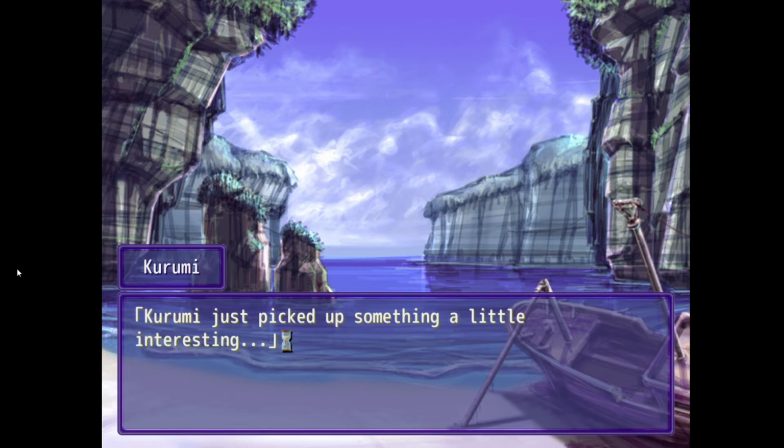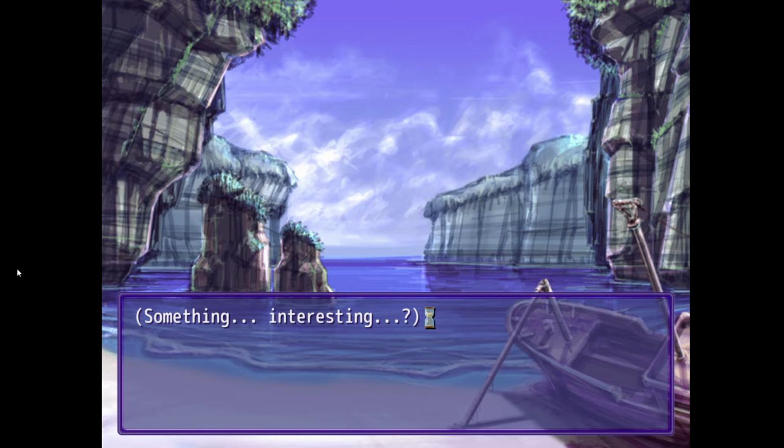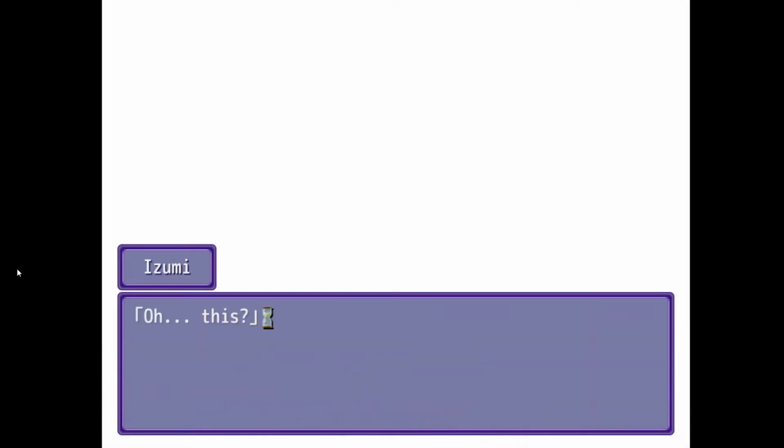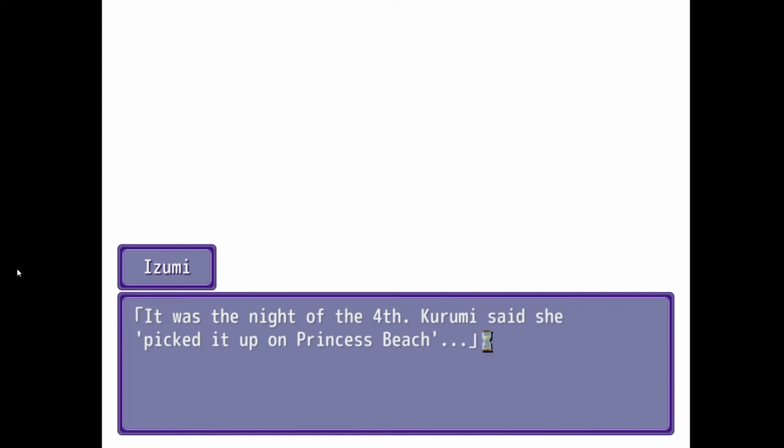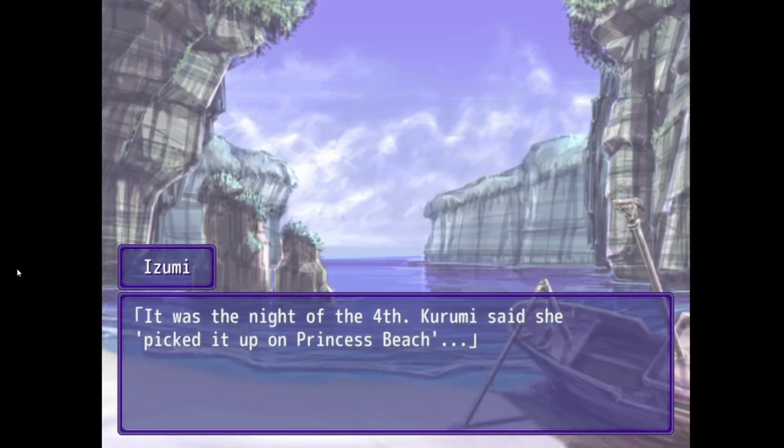Kurumi just picked up something a little interesting. Something interesting? Something interesting. Oh, this. Kurumi gave this to me. It was the night of the forest. Kurumi said she picked it up on Prince's Beach.